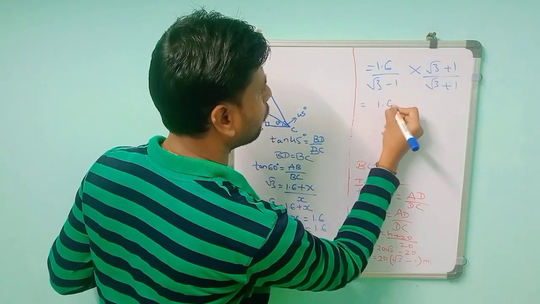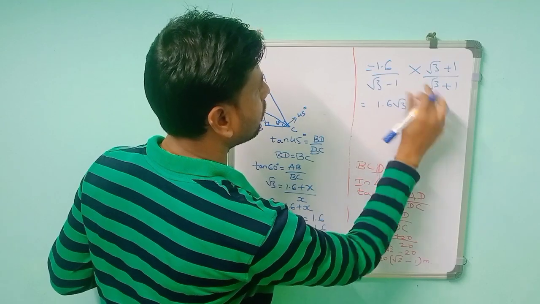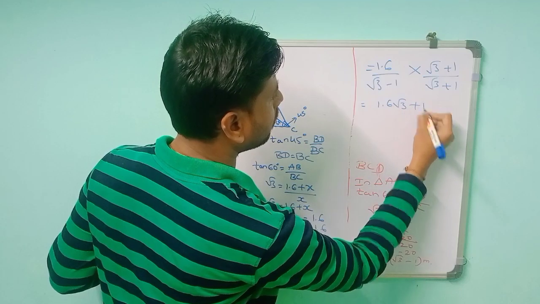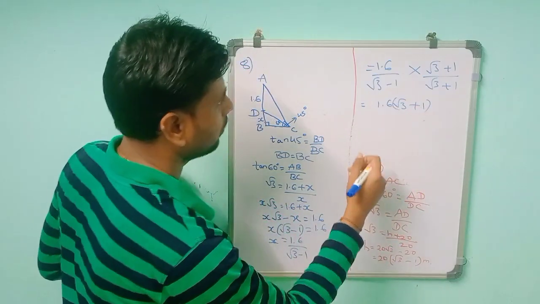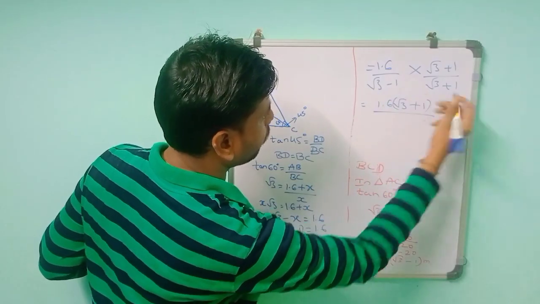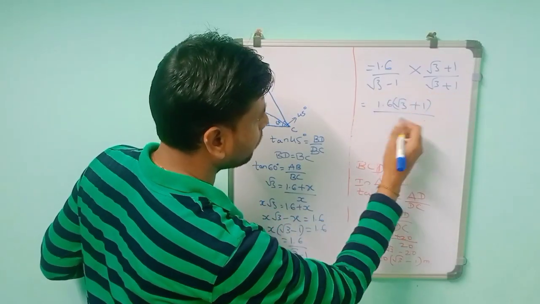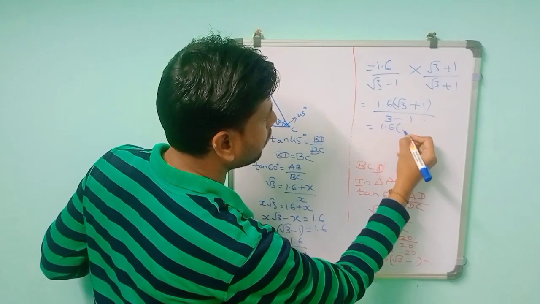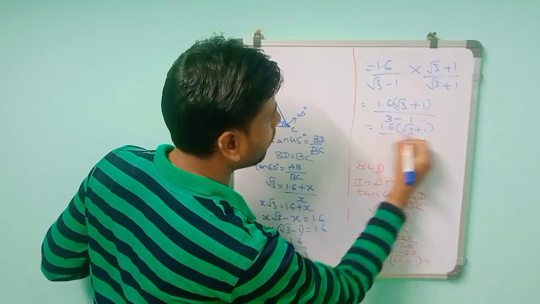So 1.6 into root 3 plus 1, divided by root 3 minus 1 times root 3 plus 1. So a minus b, a plus b gives a square minus b square. 3 minus 1 is 2. It will be 1.6 times (root 3 plus 1) divided by 2.